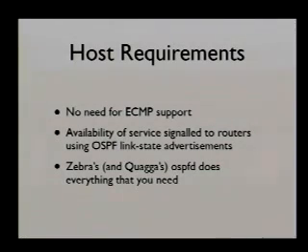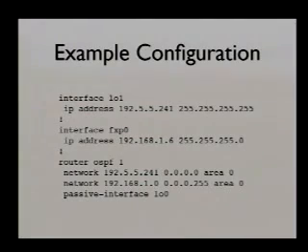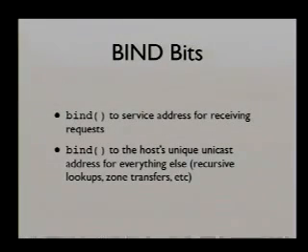The availability of the service is signaled to the routers using LSAs. So if one host decides it's not going to participate in providing a particular service anymore, it just basically withdraws the route corresponding to that service. And then it no longer receives traffic with that destination address. So here's some Zebra configuration, which looks remarkably similar to the Cisco one. There's no real complicated bind configuration required to make this work. The key parts are that you bind to the service address for receiving requests, and you use the unique unicast address for everything else. So if you're doing zone transfers, you don't source those from your Anycast address, you source them from the global unique unicast address.